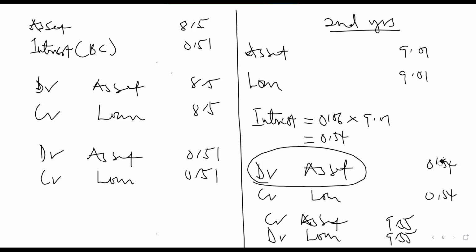You credit the asset and debit the loan. That will just cancel them. If you credit the asset, it means that you are removing the asset. If you debit the loan, it means that you are removing all those two things from the statement of financial position. So you just remove them from the statement of financial position.